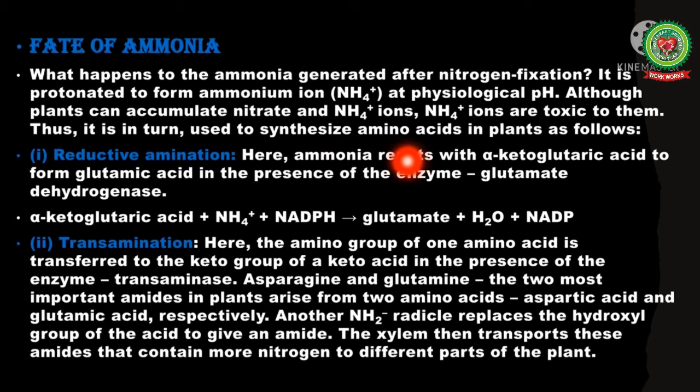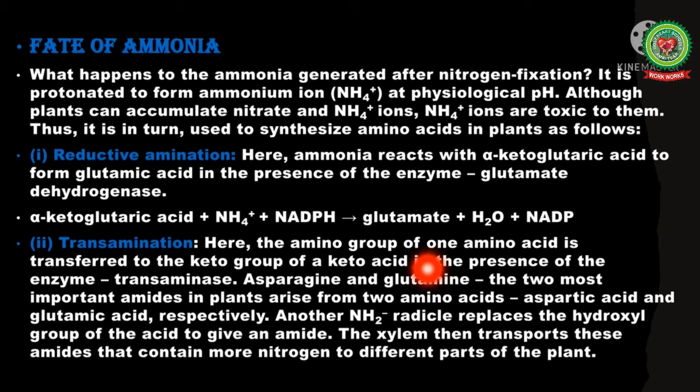In reductive amination, ammonia reacts with alpha-ketoglutaric acid to form glutamic acid in the presence of the enzyme glutamate dehydrogenase. Transamination: here, the amino group of one amino acid is transferred to the keto group of a keto acid in the presence of the enzyme transaminase. Asparagine and glutamine, the two most important amides in plants, arise from two amino acids, aspartic acid and glutamic acid.